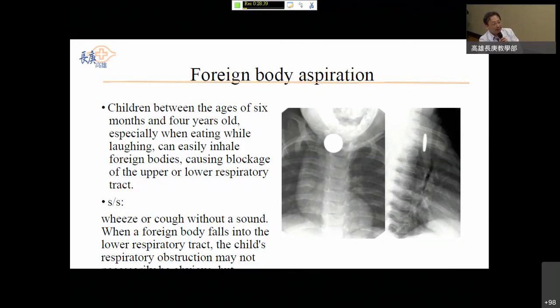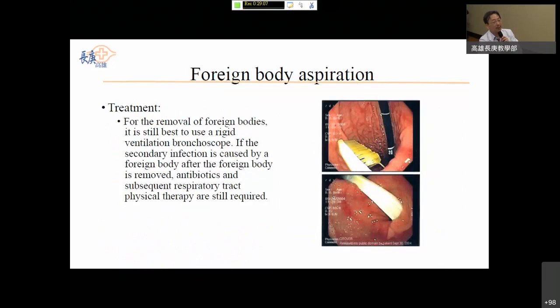It causes a blockage. Luckily, it causes only a partial blockage of the upper respiratory tract. It did not obstruct completely. When it obstructs completely, the baby might have difficulties in respiration, and through that way, the situation may be life-threatening. And here we saw a very odd condition.